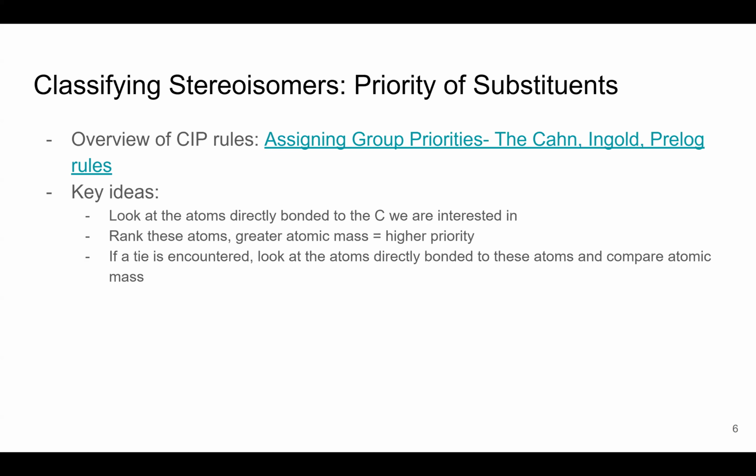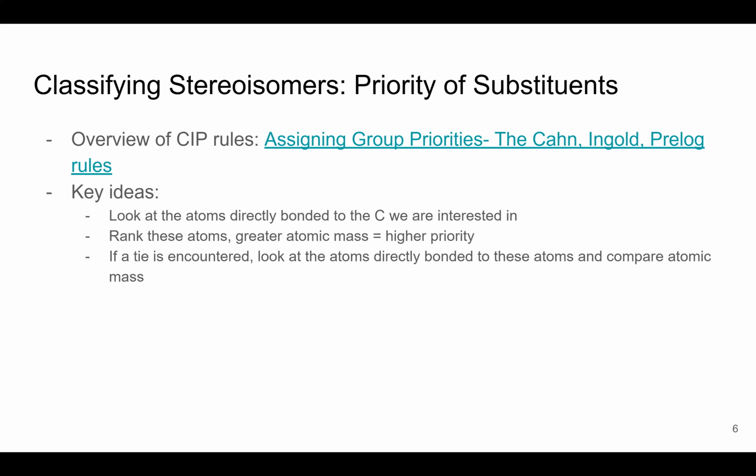So for example, if one of these carbons is a methyl group and the other is an ethyl group, then the ethyl group has higher priority because that carbon is connected to another carbon, while the methyl group carbon is connected to three hydrogens, and carbon wins over hydrogen because carbon is heavier. So we only look at the thing that's heaviest. So if the carbon already triumphs the hydrogen, then there's no need to compare other things that the carbon is connected to.